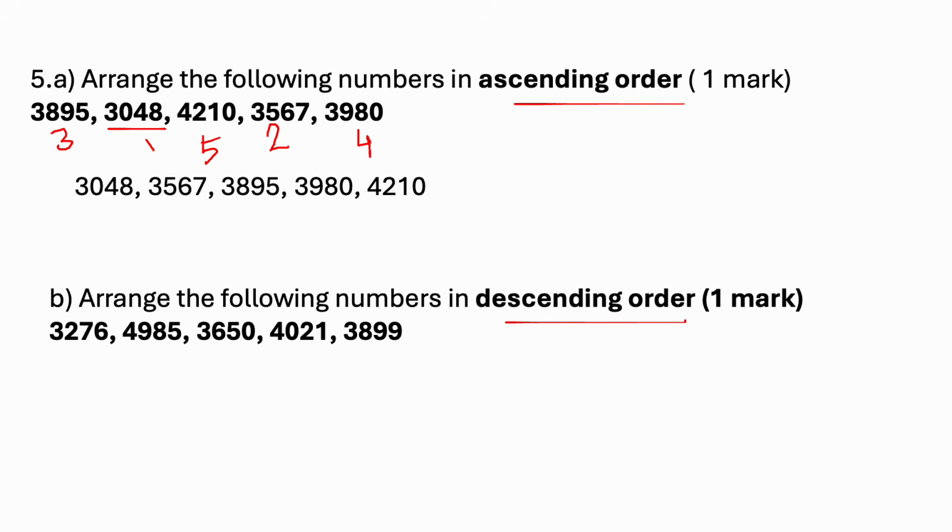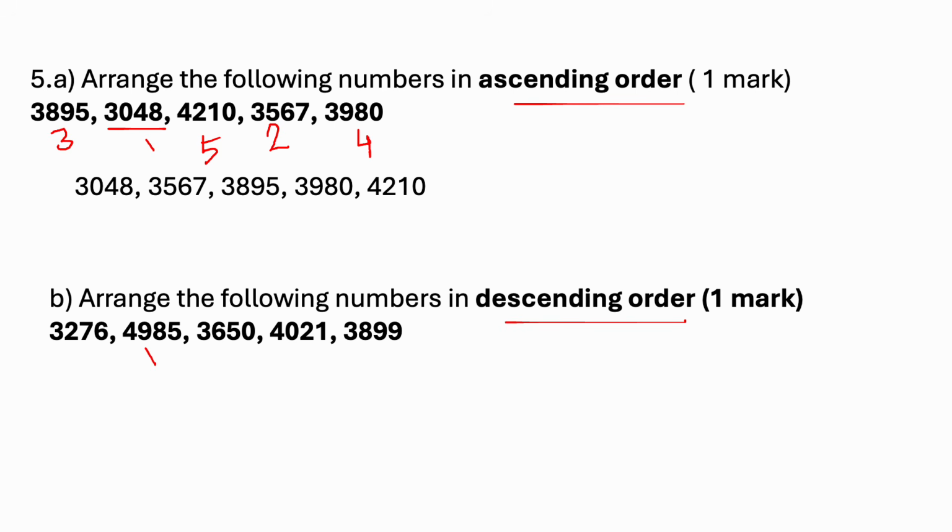The next one, arrange the following numbers in descending order. 1 mark question. Descending order means decreasing order from greatest to smallest. Here the numbers are 3276, 4985, 3650, 4021, 3899.